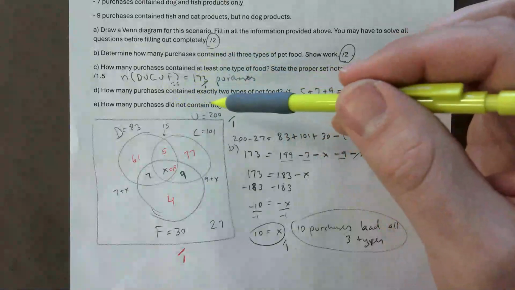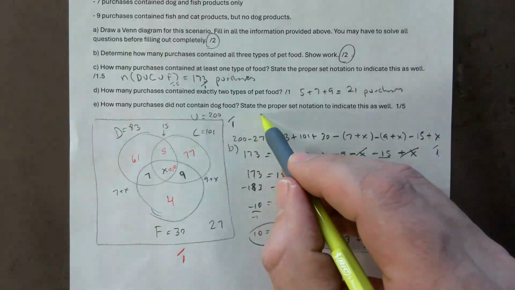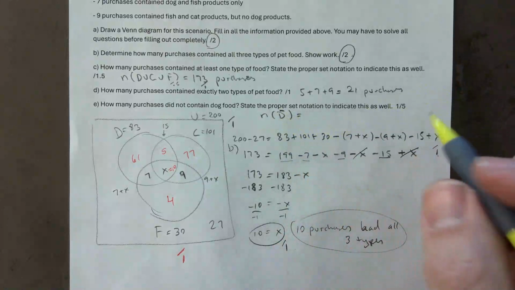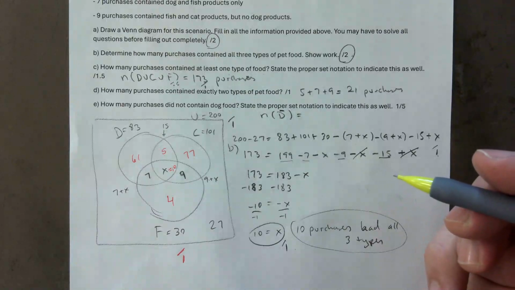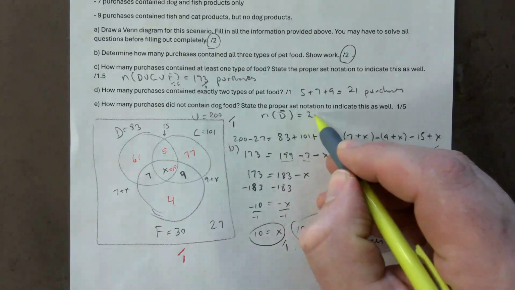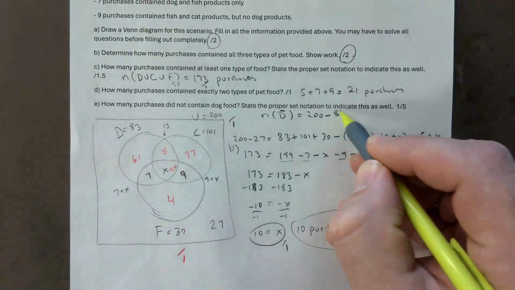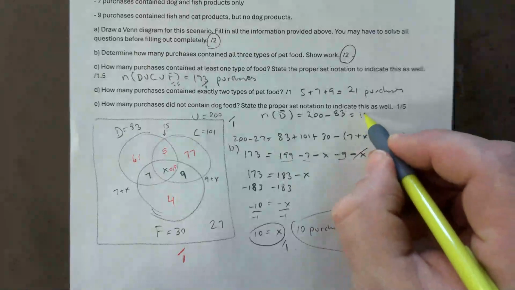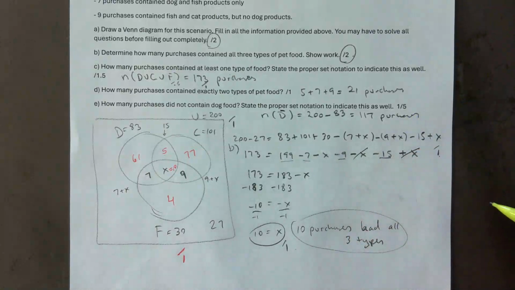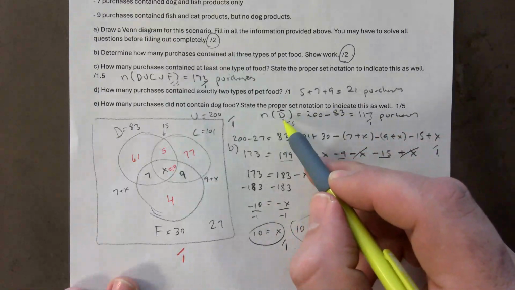How many purchases did not contain dog food? State the proper notation for this as well. So I'm asking you for this, right? No dog food. I hope that's what you read when I said that. So you go 200 minus dog food would be 83. Okay. So it's 117 purchases. Okay. So 1 mark for the 117, half a mark for the notation.